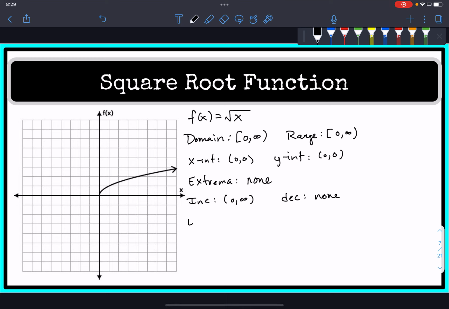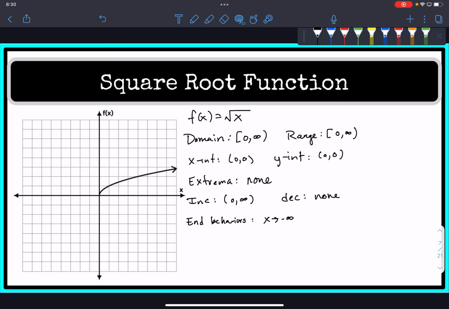Now the end behaviors. Again, since the domain is only from 0 to infinity, x is not going to approach negative infinity. So we don't have to worry about what's going to happen there, because this function only exists from 0 to infinity. So our only end behavior is to the right, to positive infinity and not negative infinity.